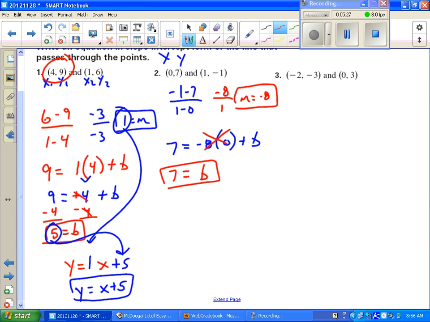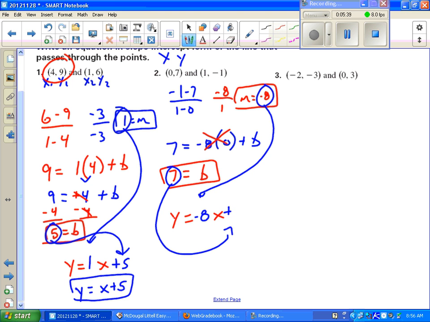And then when you plug in, y equals, leave yourself a little space, and then put your x, so put your m value -8, and then your b value of +7. So y equals -8x plus 7.